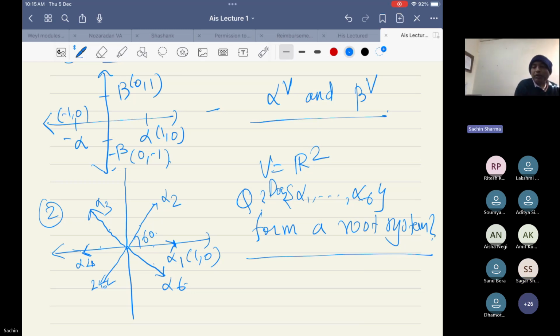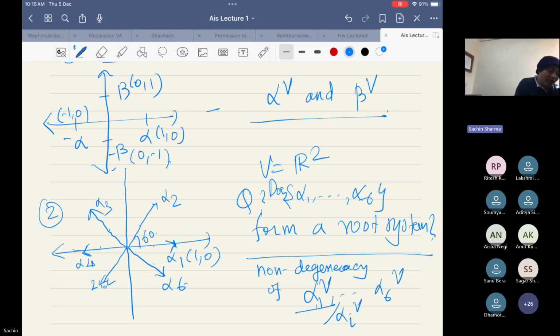Again, you need to use the non-degeneracy of the bilinear form to find all the alpha checks, alpha 1 check, alpha 2 check, up to alpha 6 check, and prove that the alpha i check of alpha j belongs to Z. We can do this in the tutorials if time permits, but I leave it to you to determine the alpha i checks using the non-degeneracy of the bilinear form.